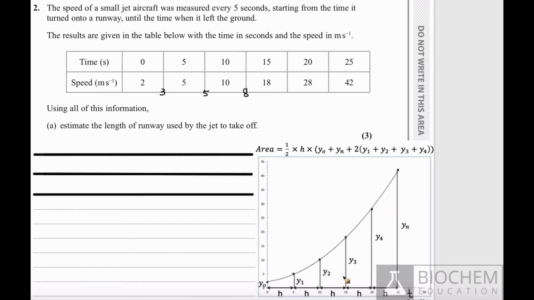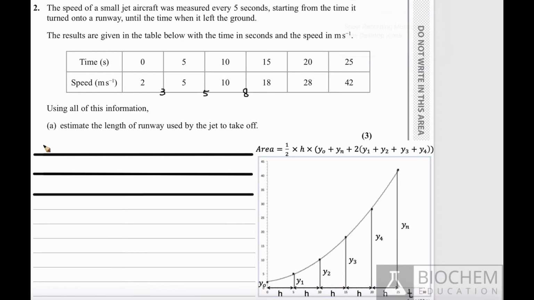Now this can be done either by integrating this curve, but we are not given the equation of the curve, so we can't do that. Or we can divide the area under this graph into 1, 2, 3, 4, and 5 trapezia. And we can use Trapezium Rule to work out the area under this graph.